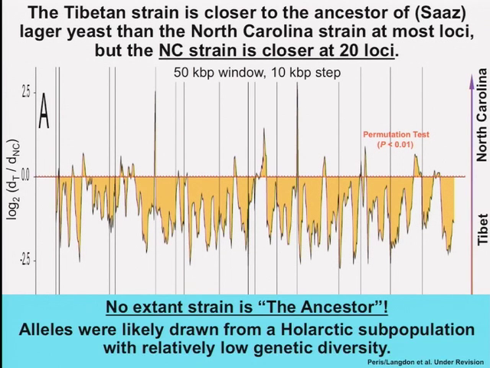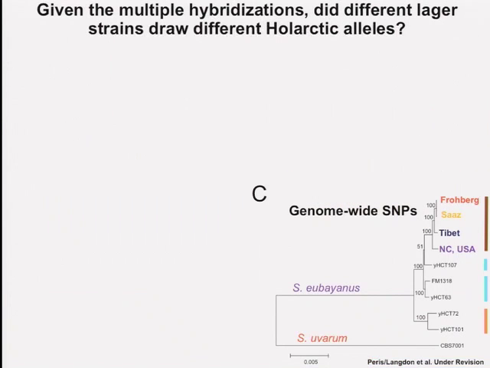So the message is, and this maybe should not be that surprising, these are sexually reproducing outbred strains. The message is that there is probably no extant strain from the wild that is going to be the ancestor at all loci. We should expect, once we find the population from which alleles are being drawn, that there's going to be some variation at those loci. Okay, so what I think is perhaps most interesting about this is that these parts where they disagree also mean that if there were multiple parents going into Saaz and Frohberg lager brewing yeasts, you might actually have a situation where different lager brewing strains drew different eubayanus alleles also.